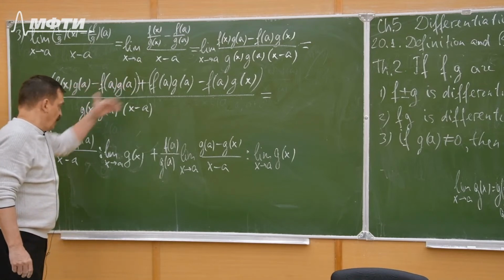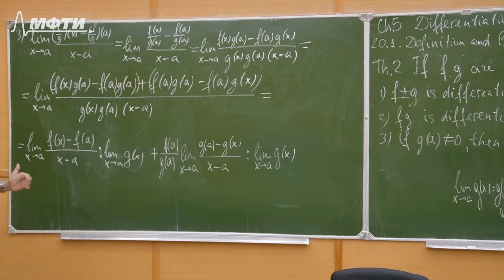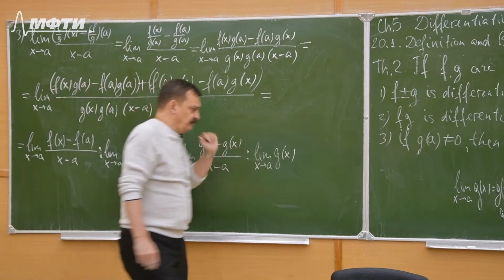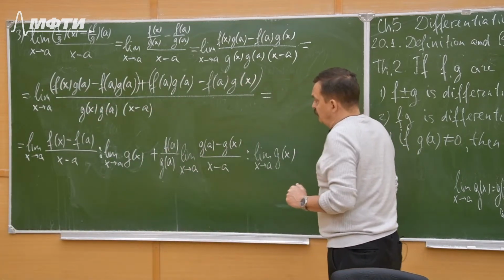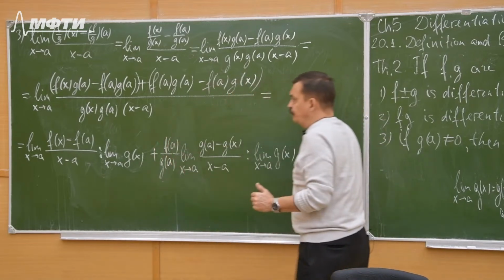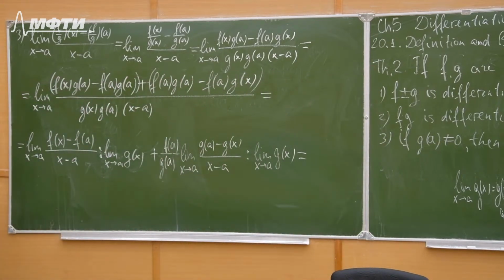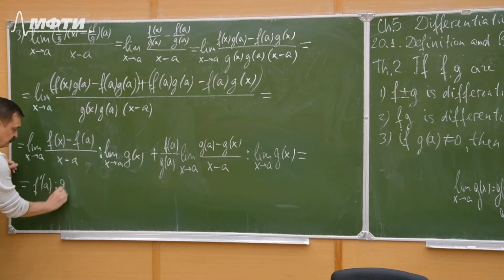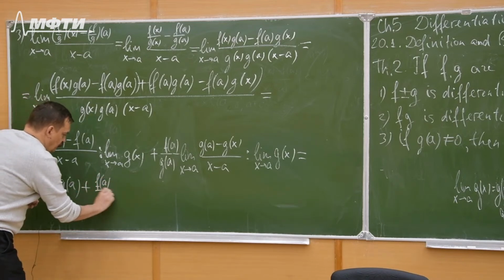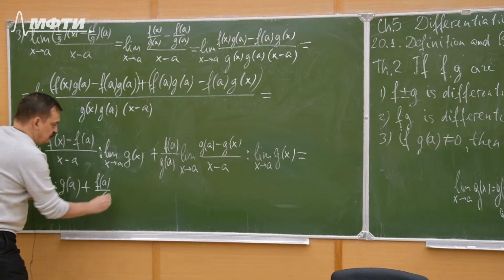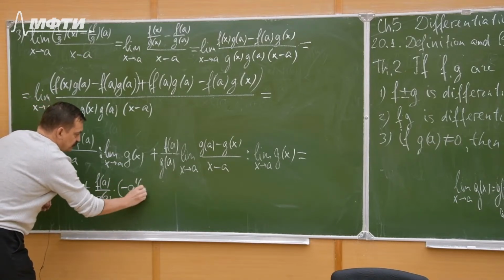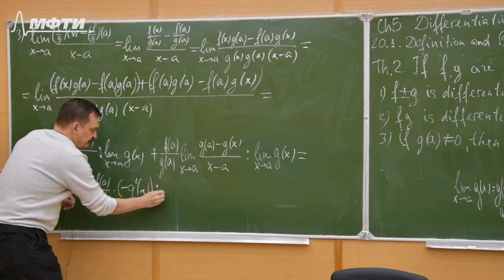So all limits exist, moreover limits in denominator are not 0, hence we can use properties of the limit, namely the sum of limits and the ratio of limits, also pulling out a constant. So the equality is correct now, and we can write the values. So this is f prime at a divided by g of a plus f of a over g of a times minus g prime at a over g of a.